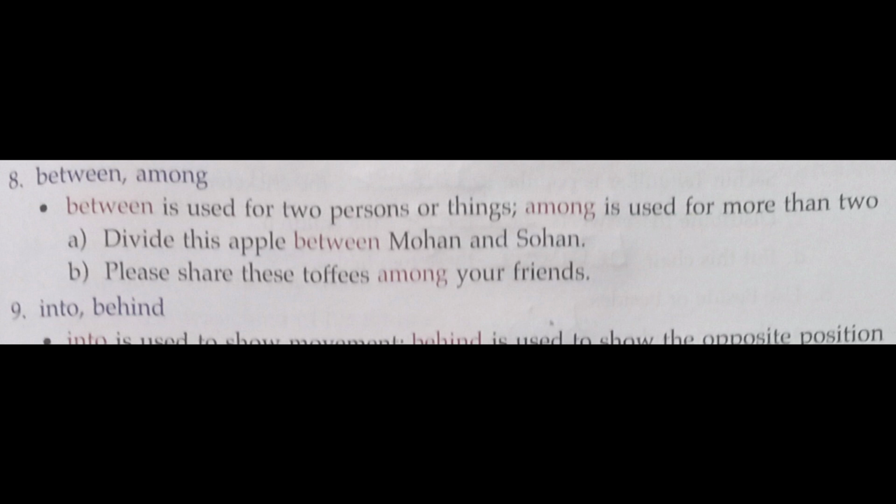The preposition among is used when we have to make the distribution for more than two persons, or whenever we have to choose one among many, more than two. For example, distribute the clothes among the poor. Another example, Indian cricket team is the best among all the cricket teams in the world.